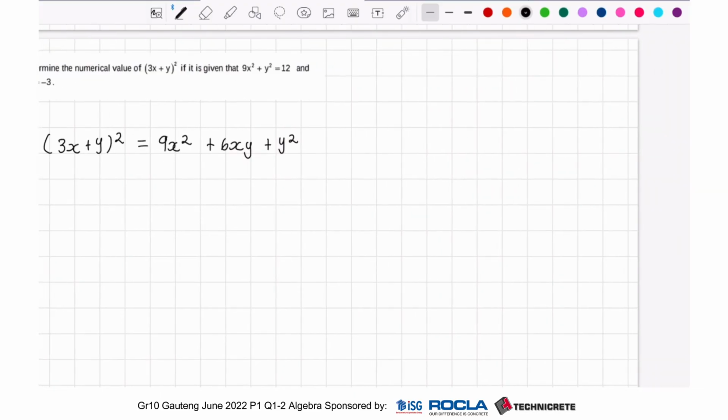And you could also do this by just multiplying this bracket by itself. So 3x plus y squared is the same as 3x plus y times 3x plus y. And then you just use FOIL, so the first 2 multiplied together is 9x squared. The outer 2 multiplied together is 3xy. The inner 2 multiplied together is 3xy. And the last 2 multiplied together is y squared.